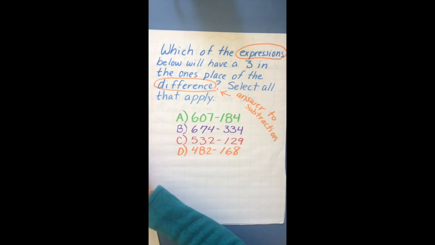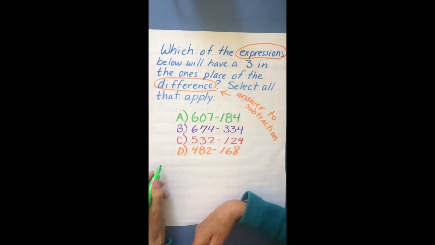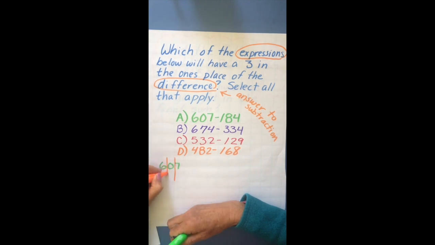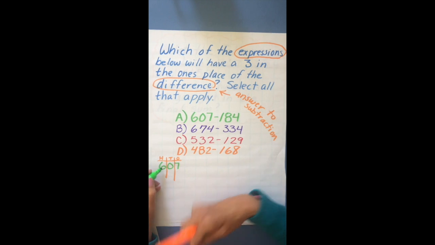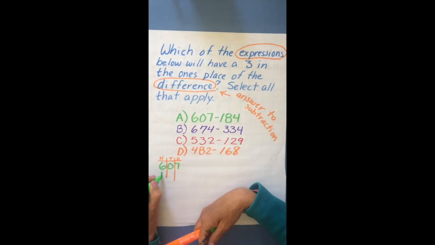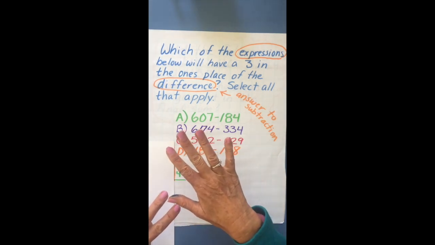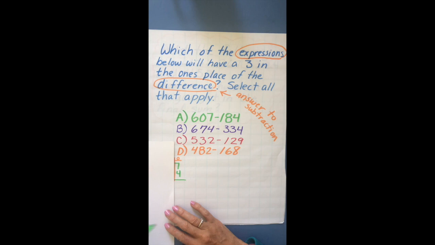So here we go. Let's do the first one. I'm going to try to do it here. Hopefully I'm going to have enough room. I'm going to write kind of small. 607. And then I do the place value chart. I'm just going to abbreviate with just ones, tens, hundreds, so I have enough room. And then I'm going to put 184 in the proper place and subtract. So I go to the ones house. I have 7. Can I take away 4? 1, 2, 3, 4. Yes, that's a 3.